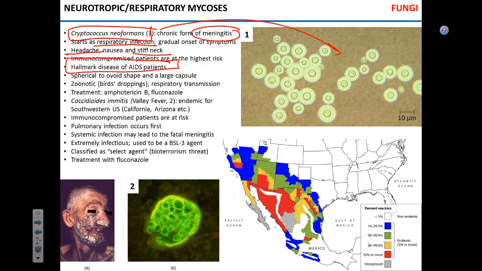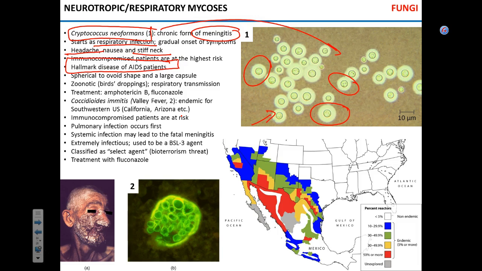Now, I mentioned the characteristic appearance of these cells. If you look at them, you'll notice a pretty significant capsule that surrounds each cell. That's one of the virulence factors that makes this microorganism fairly resistant to phagocytosis.